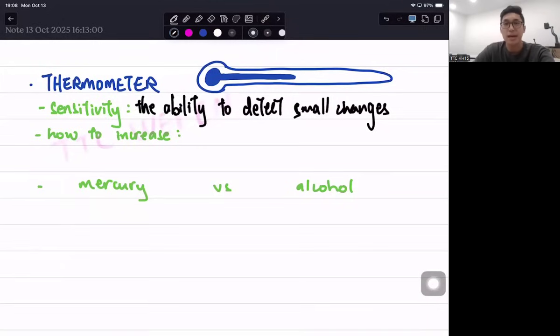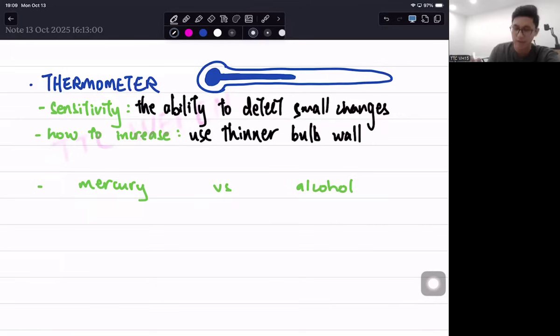Now, how can you make this thermometer more sensitive? One way is to decrease the wall thickness, the glass thickness of this portion here. This portion is called the bulb. So you can say use a thinner bulb wall. That's one of the ways: a thinner wall of glass at the bulb.